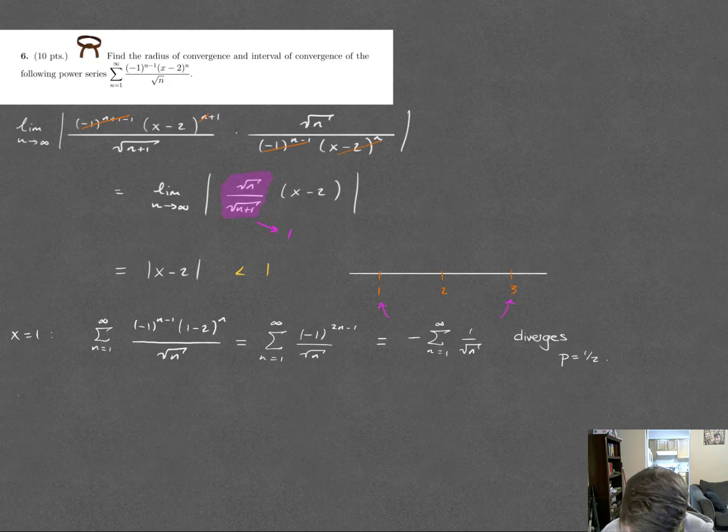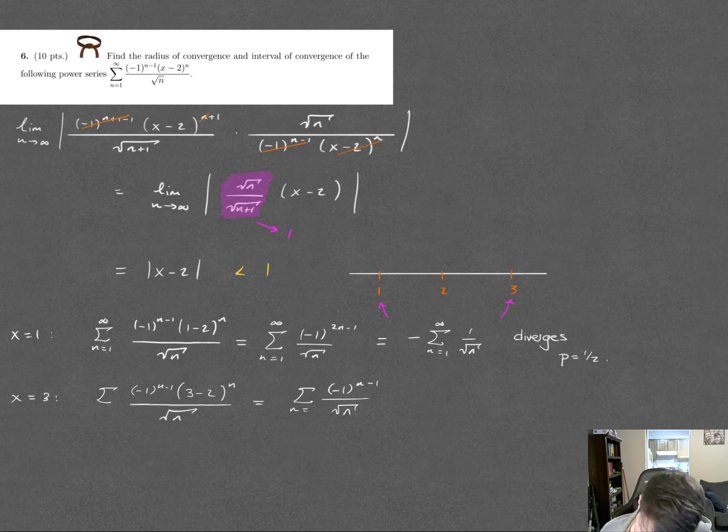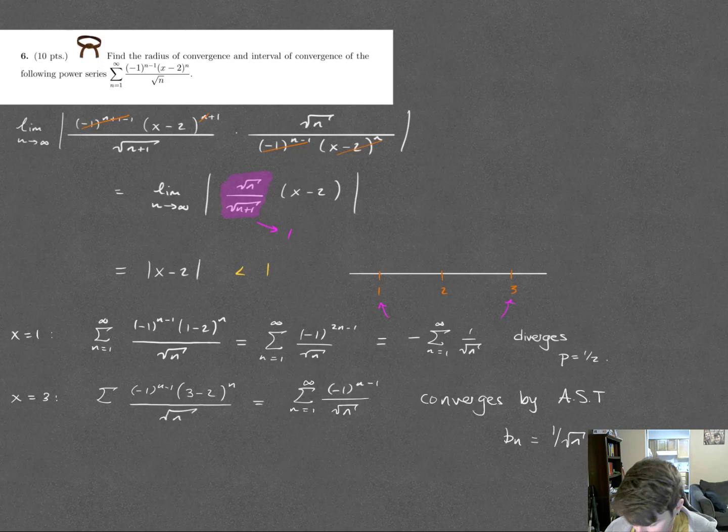Now let's check the other endpoint, x equals 3. So (-1)^(n-1) (3-2)^n, all over the square root of n, equals the sum. Well, the (3-2)^n is just going to disappear because it's 1. So we end up with this alternating series, and we know that this converges by the alternating series test, because the b_n's are 1 over root n, which are decreasing and they go to 0. So if you're confused about that last step, just go back and make sure that you understand the alternating series test, how to apply it.